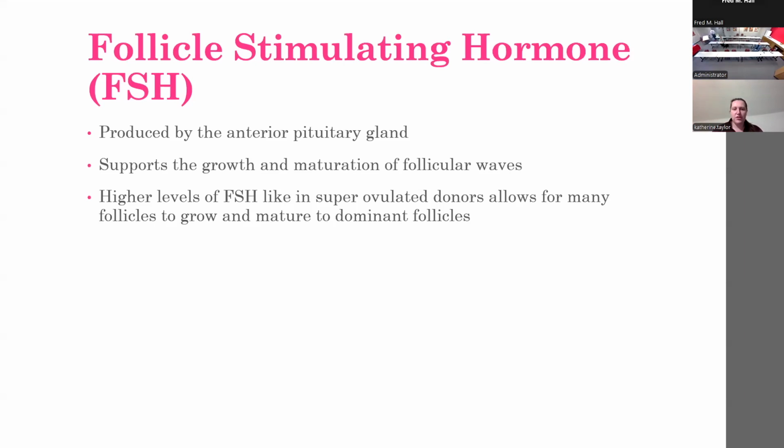Finally, we have follicle stimulating hormone. This is produced by the anterior pituitary gland, which is in the brain. It supports the growth and maturation of follicular waves. And in higher levels of FSH, we use these to superovulate our donors. This allows for multiple follicles to be recruited within small ruminants, especially since they normally have 2 or 3 follicles. This is when we could start seeing upward numbers of 8 to 12. And these are then allowed to mature into dominant follicles when we use this for flushing.